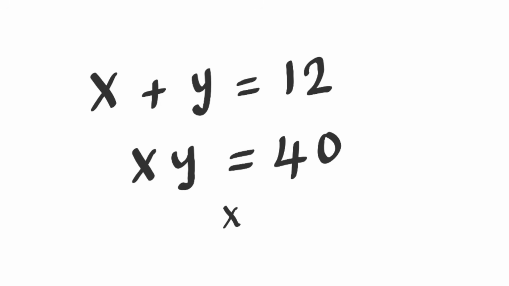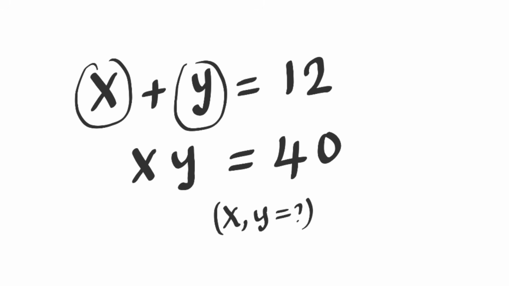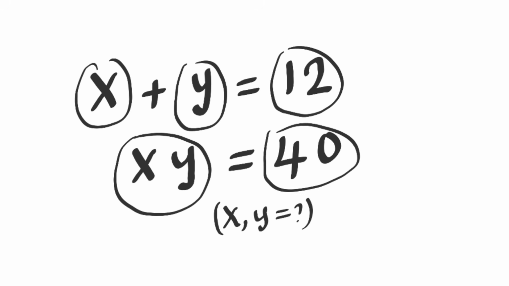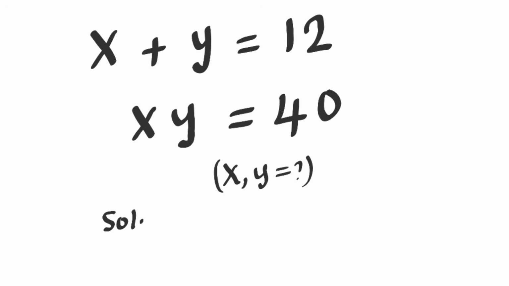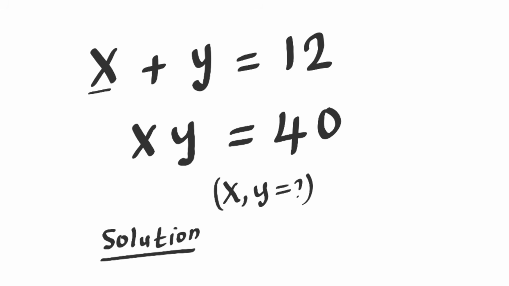Let us solve for x and y given x plus y is equal to 12, xy is equal to 40. Here, x plus y is equal to 12. Let us call this equation 1. xy is equal to 40. Let us call this equation 2.